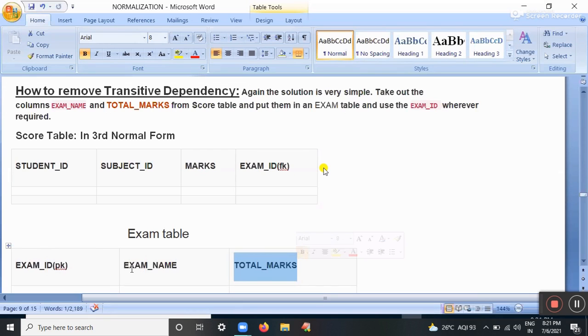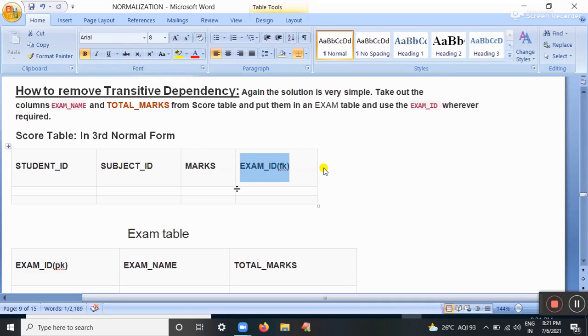So whatever transitive dependency columns were in the score table, I removed from the score table and kept in another new table. I'm creating one more new table, in which I kept the examination name and total marks along with the examination ID column. Then this examination ID is the primary key, and in the score table examination ID is the foreign key. The foreign key and primary key make a relationship.